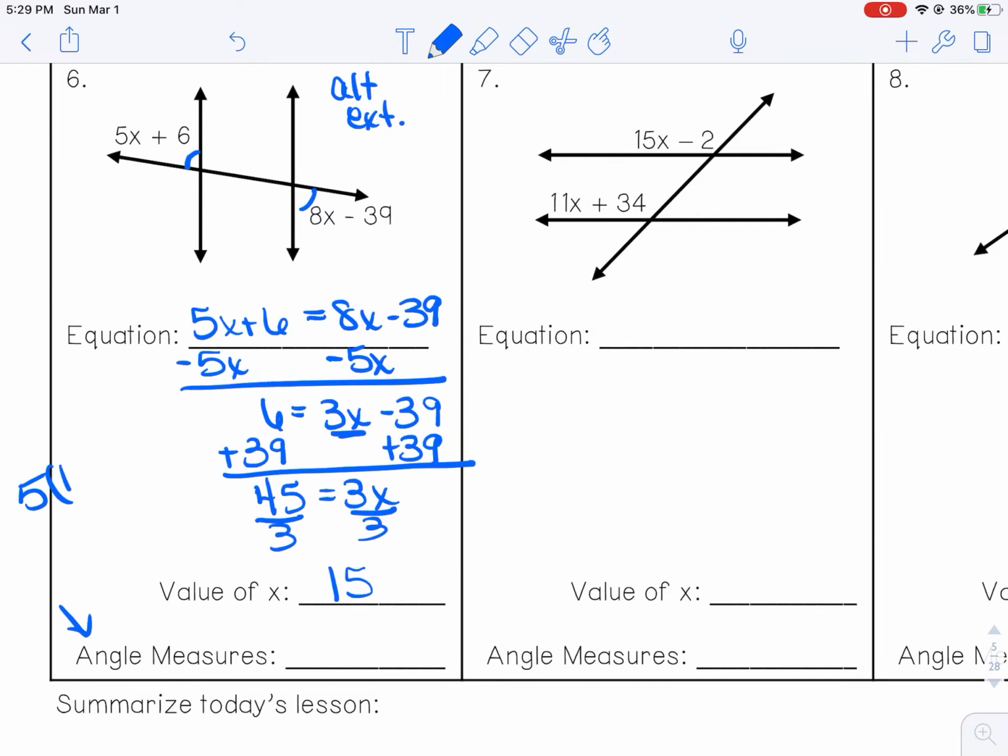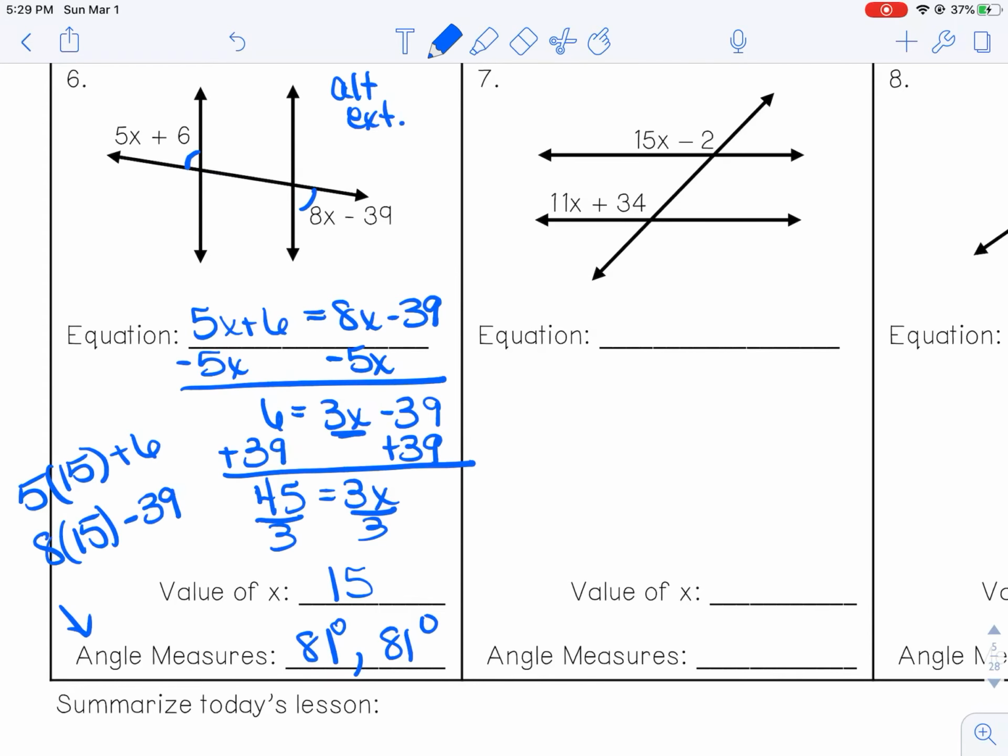5 times x, which is 15, plus 6, that is going to give me 81 degrees. And the next one, 8 times 15 minus 39, also gives me 81 degrees. Okay, let's take a look at number 7.